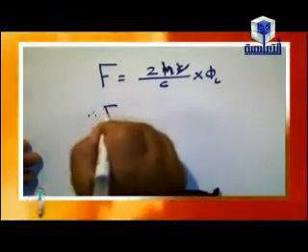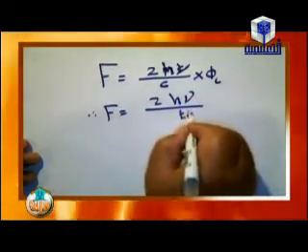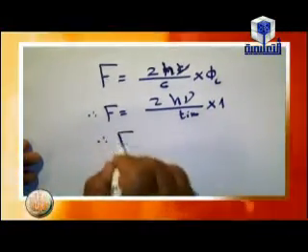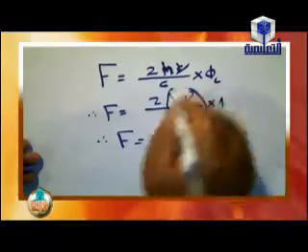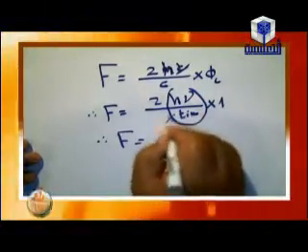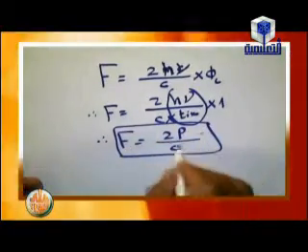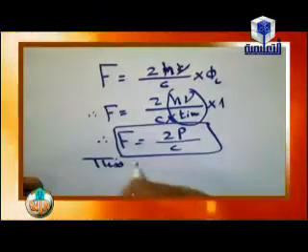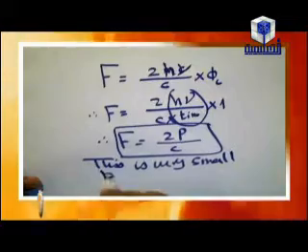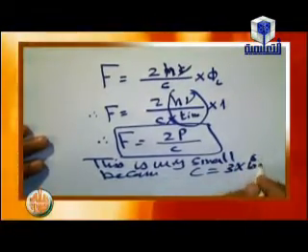So force equals 2 h nu over time times 1. Then force equals h nu over t. It means energy over time. It's equal to power. Then the force equals 2p over c. This force is very small because c is very great, 3 times 10 power 8 meters per second.